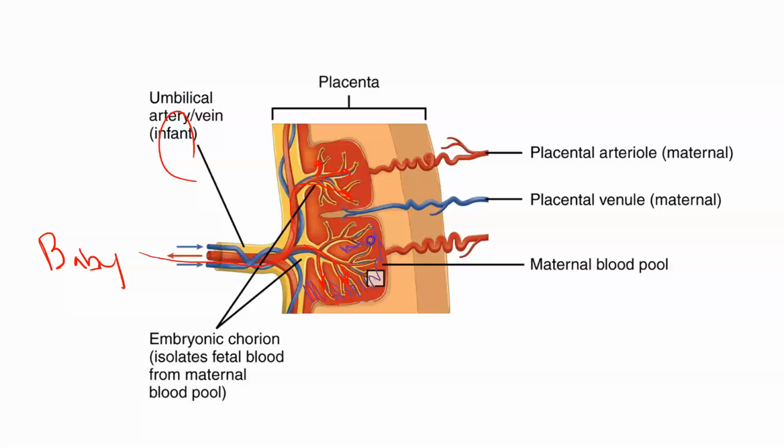There's basically a pool of mom's blood, and through the placenta, the baby's blood can come into very close contact with it. It can get rid of its CO2, it can absorb oxygen, it can get rid of its waste, and it can absorb nutrients and all that type of stuff. But the blood actually physically never touches one another, which is an interesting component of the placenta. So keep that in mind.